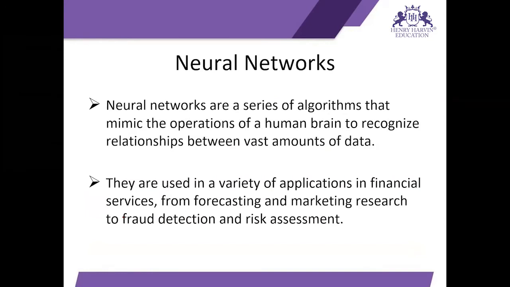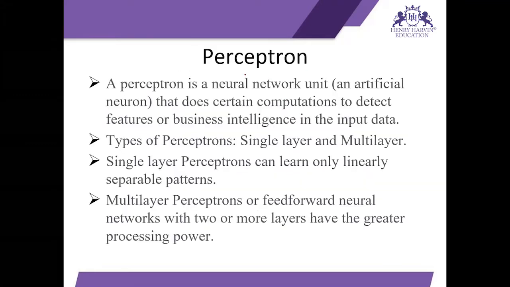So let us understand what neural networks are. Neural networks are a series of algorithms that mimic the operations of a human brain to recognize relationships between vast amounts of data. Why do we give more importance to neural networks? It is observed that, compared to machine learning, they give very good performance on the data. They are used in a variety of applications in financial services, from forecasting and marketing research to fraud detection and risk assessment.